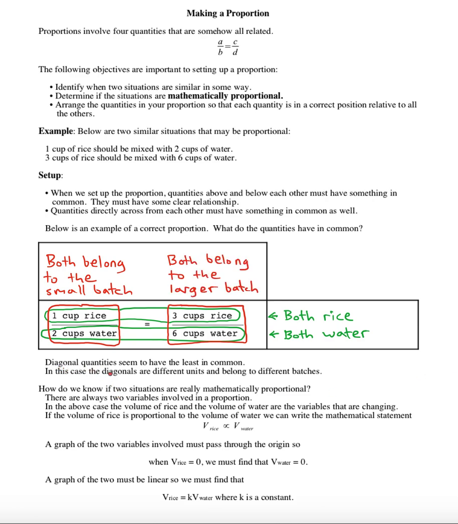Also notice that diagonal quantities will have the least in common of all. So whereas this is rice, the quantity that's diagonal from it is of a different unit. It's water. And also, whereas this cup of rice would go in the small pan, the 6 cups of water would go in the large pan. So they really have nothing to do with each other, and that's why they're diagonal.